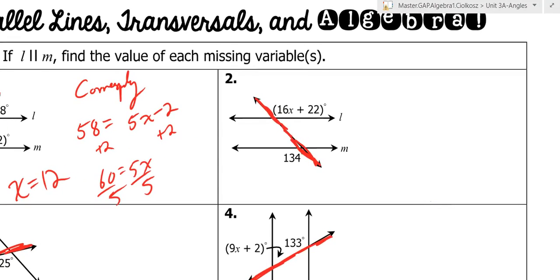Number 2, they're on opposite sides, so there's something with alternate, and they're outside those parallel lines, so it's alternate exterior. Also equal to each other.